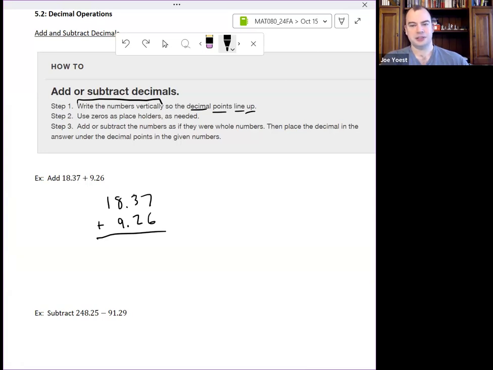So what do I do here? Well, I just add column by column starting from the right. 7 plus 6 is 13. I write the 3, I carry the 1. 3 plus 2 is 5, plus 1 is 6. I ran into my decimal point, I just bring it down. 9 plus 8 is 17. Write the 7, carry the 1. 1 plus 1 is 2. And that is my answer. It's really as simple as that. If we are good at adding together whole numbers and integers, then we're good at adding together decimals. It's the same procedure.